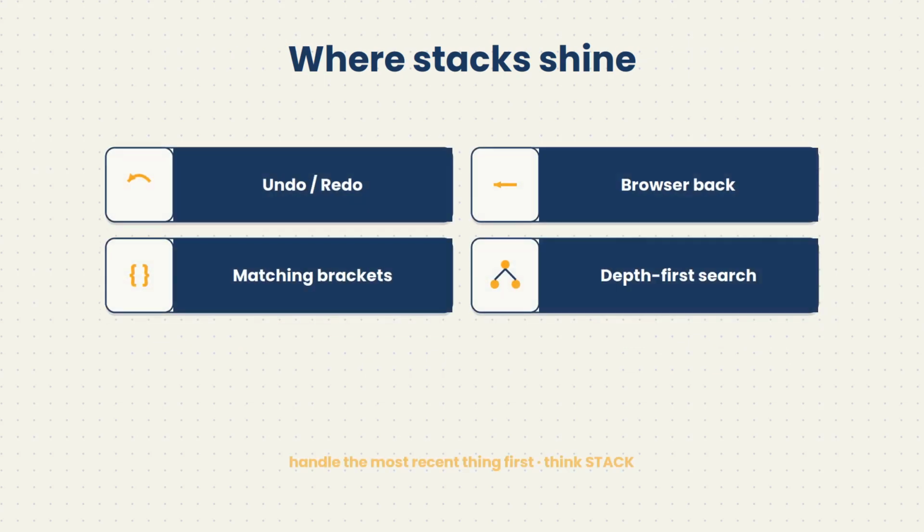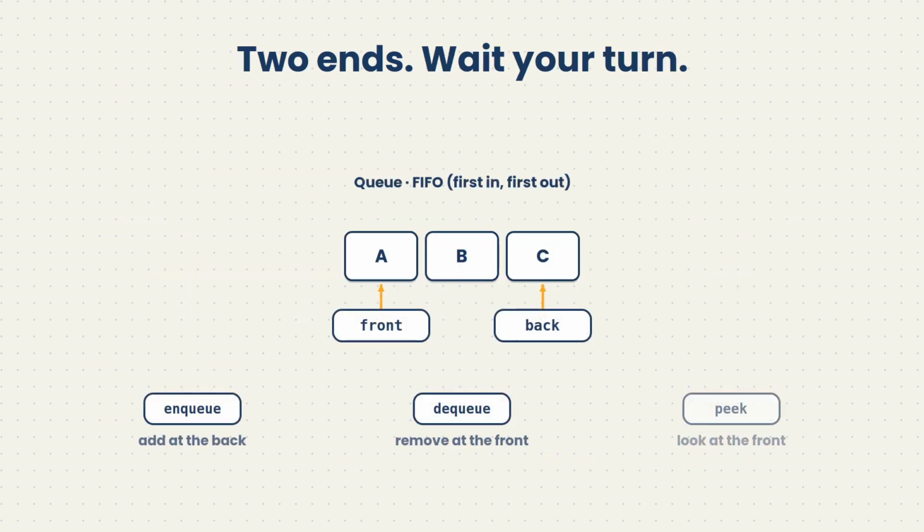Stacks show up anywhere you need most recent first behavior. The undo feature in your editor is a stack of actions. The browser back button is a stack of pages. Checking that brackets in code are balanced uses a stack. And depth first search, which we will meet in graph videos, is a stack at heart. Whenever the rule is, handle the most recent thing first. Think stack.